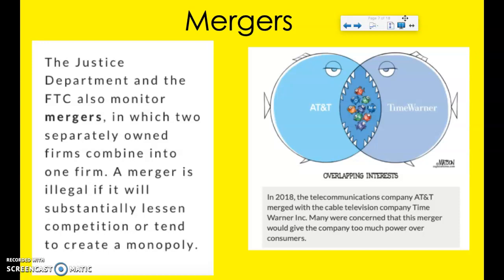So the graphic on the right side of the screen is from your textbook, and it was talking about how in 2018, AT&T and Time Warner, two telecommunications companies and a cable company, merged together. And there was a lot of concern over the merger and whether that was going to give the company too much power over consumers and eliminate some of that competition. So mergers are something that have to be investigated by the FTC. They can't just happen without the government getting involved. There's a process that has to be completed.